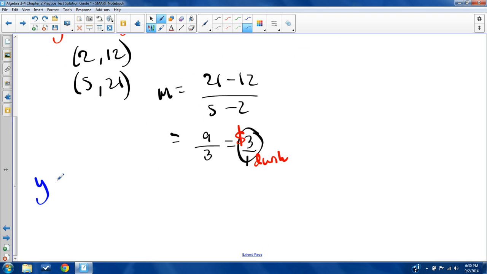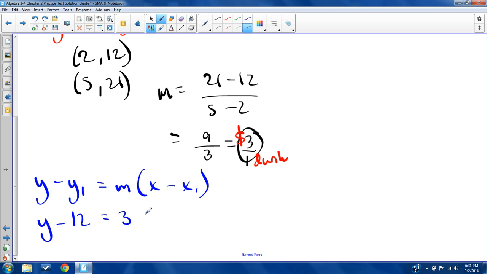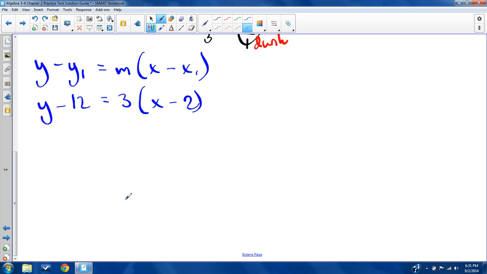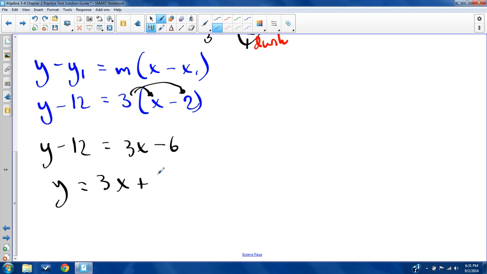So I'm going to do this in point-slope form this time. I just want to shake this up a little bit. And I'm going to pick either one of these points. When in doubt, pick the smaller number of points. Might as well. Okay? I'll get y minus 12 equals 3 times x minus 2. Okay? I'm going to put this in slope-intercept form now. And to do this, you got to distribute and add your 12 over. So y minus 12 equals 3x minus 6. Add your 12. y equals 3x plus 6.